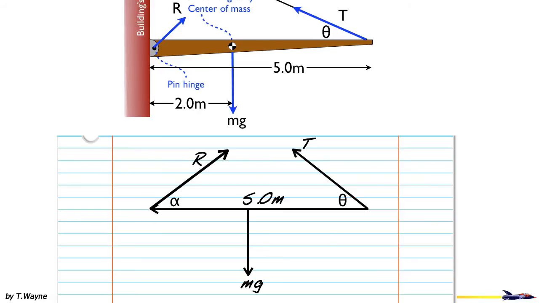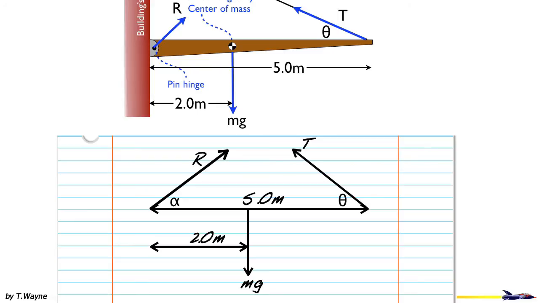So the first measurement is the fact that the beam is 5 meters long. And the second measurement is the fact that mg, or the weight of the beam, acts 2 meters from the left. And now my extended free body diagram is done if I'm an AP grader. So this is all we want to see.